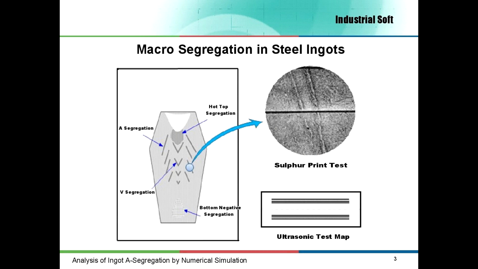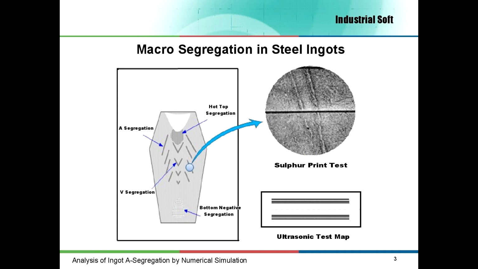The analysis and the technique I will present refer to A segregation, one of the types of macro segregation. We can find this kind of material heterogeneity in the zone of transition from columnar grains to large equiaxed grains. This segregation presents channels enriched by carbon, phosphorus and sulfur, and can be put in evidence by sulfur print test, and has as result both defects detected by ultrasonic test and heterogeneity of material and mechanical properties.